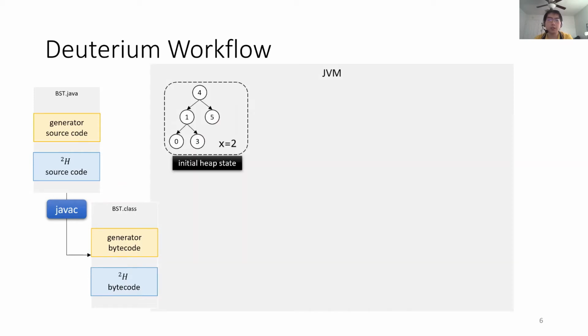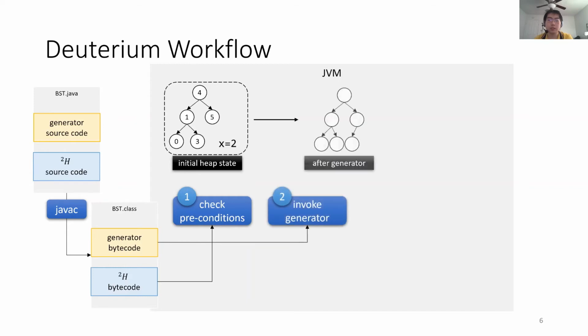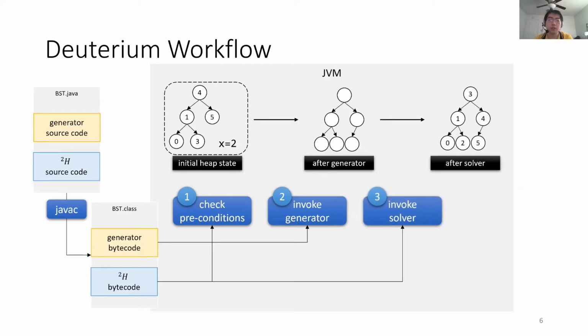Suppose the initial heap state at the beginning of the method looks like this. So we are to add the value 2 into a binary search tree with 5 nodes already. The first step is to check the preconditions. If the preconditions fail, then there's no need to proceed. Otherwise, in the next step, Deuterium invokes the generator, which should generate a backbone structure of the solution. In this case, it's an empty binary tree with 6 nodes. After that, Deuterium invokes the solver to execute the remaining part of the contract and fills in the missing values in the tree.